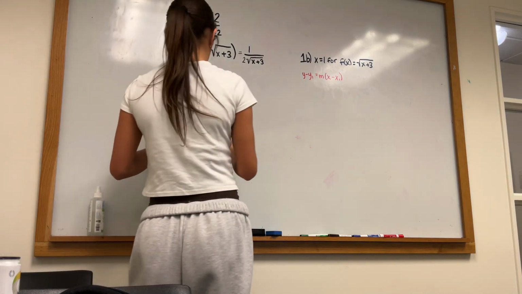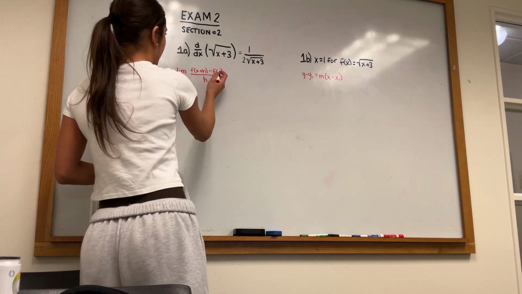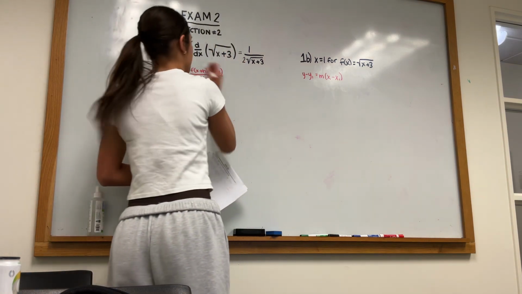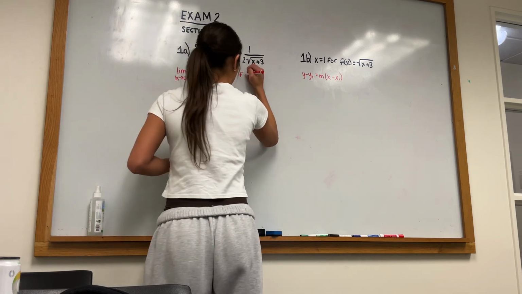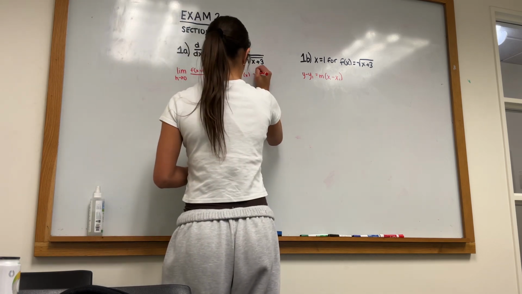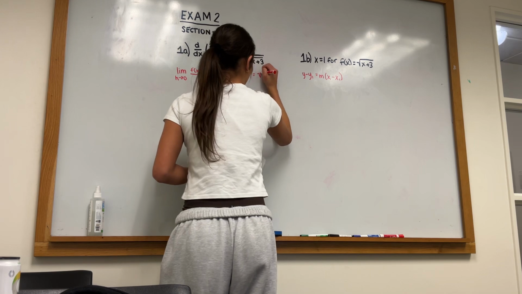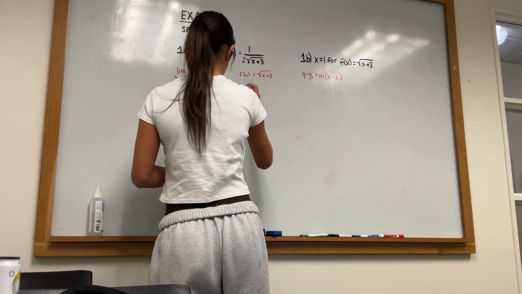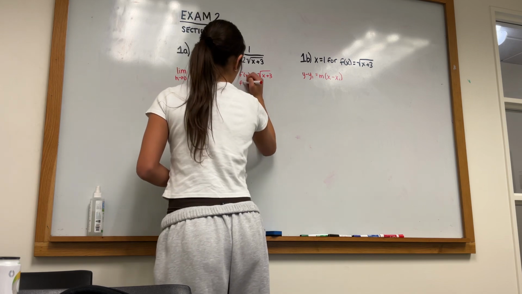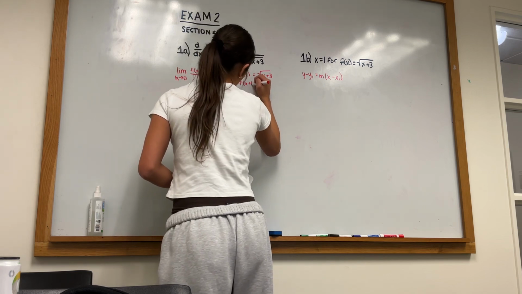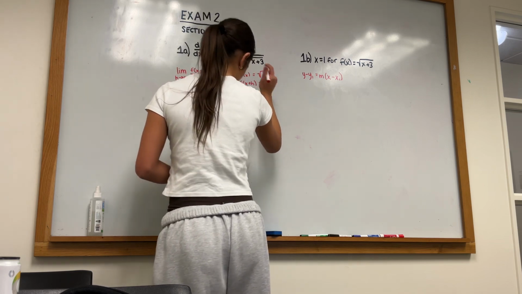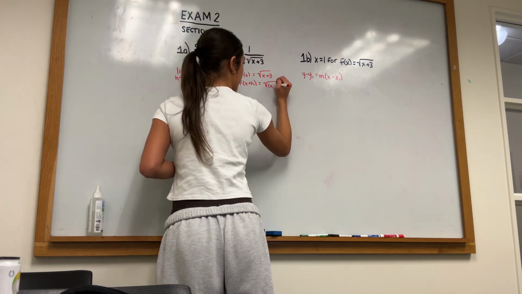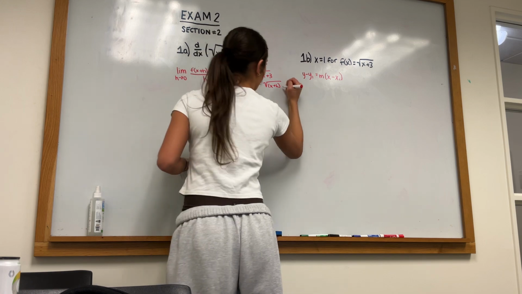And then from there, you're going to want to find your f of x and then your f of x plus h. So using this equation, f of x is equal to the square root of x plus 3. And then the f of x plus h is equal to the square root. You're going to replace x with x plus h and then plus 3.